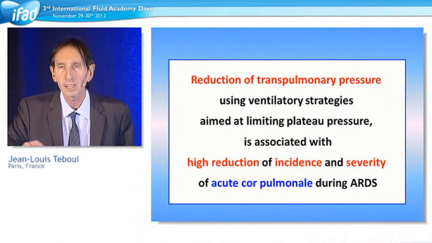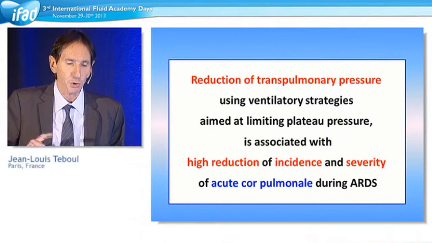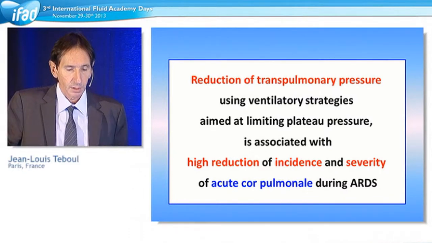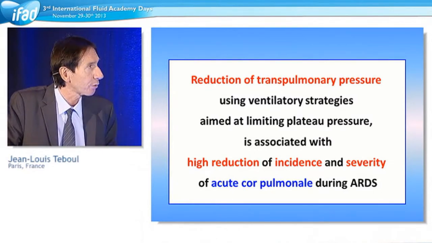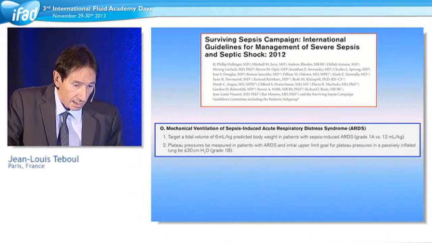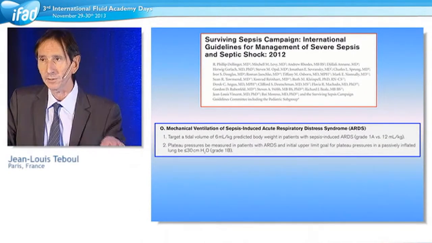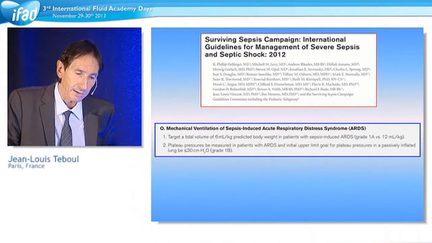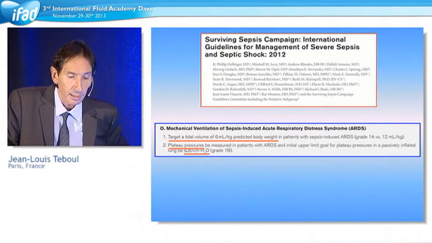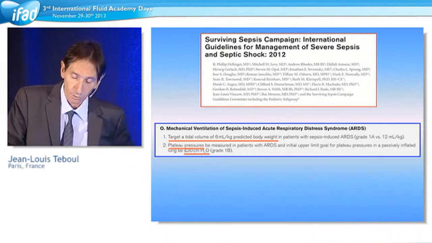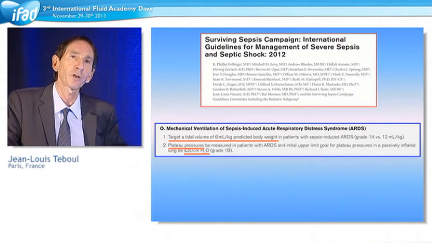Okay. Anyway, reduction of transpulmonary pressure using ventilatory strategies aimed at limiting plateau pressure is associated with a reduction of the incidence and severity of acute cor pulmonale during ARDS. And this is why the SSC guidelines, and I agree with these guidelines, insist to target low plateau pressure and to use a low tidal volume to limit the effects of mechanical ventilation on the right ventricle.